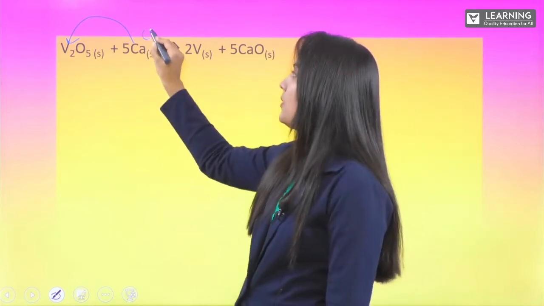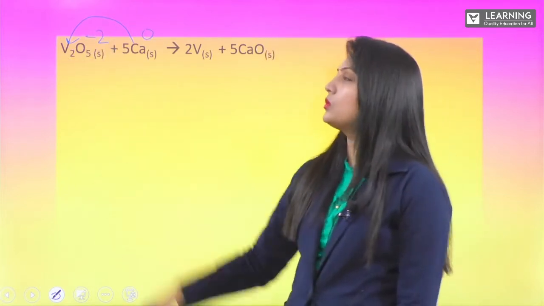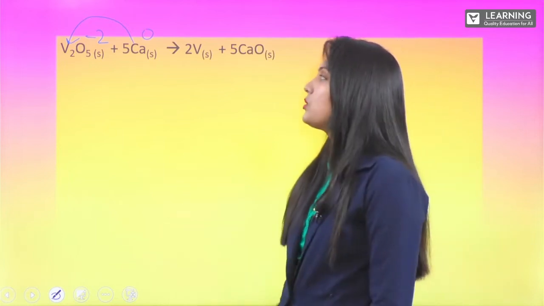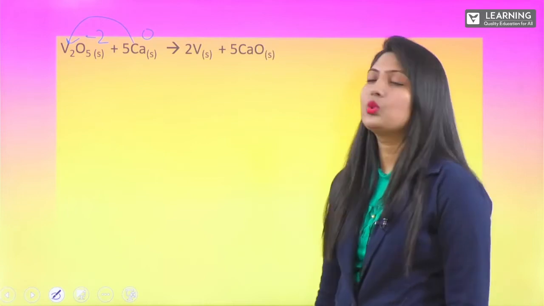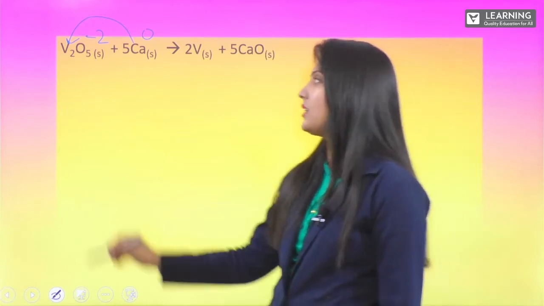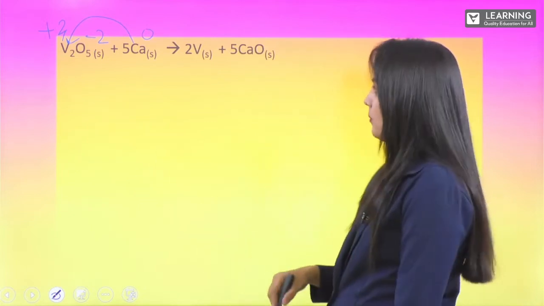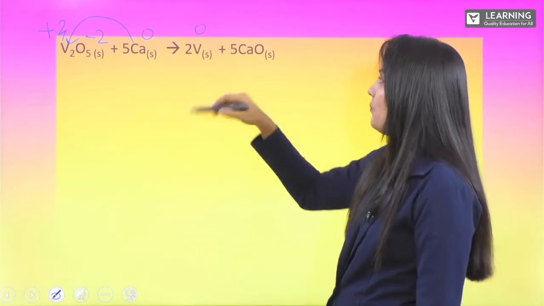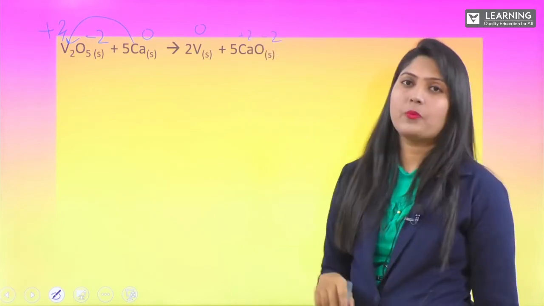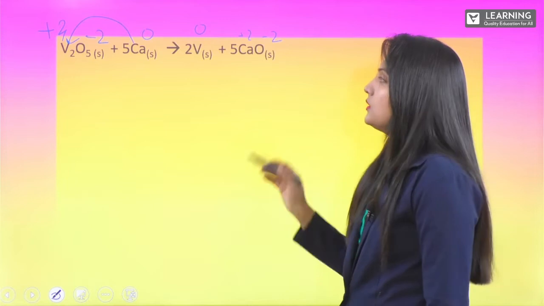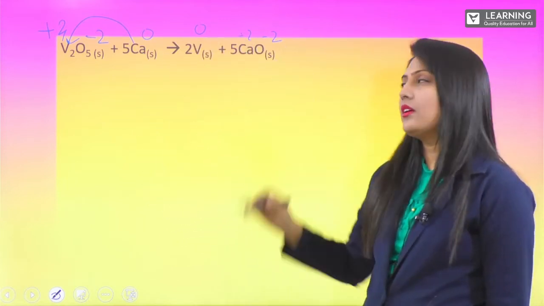Here it is 0. Oxygen is -2. For vanadium, 5 2s are 10, 10 minus 2 is 8, so 8 by 2 will give you 4. So vanadium will have +4 as the oxidation number, whereas here it will be 0. Here calcium will be +2, oxygen will be -2. Got it? So you can easily identify which is undergoing oxidation and which is undergoing reduction.